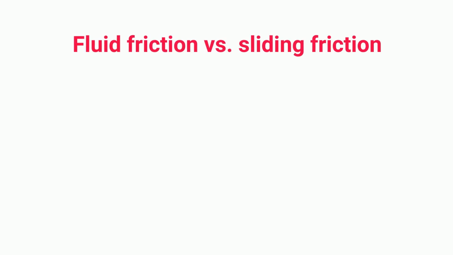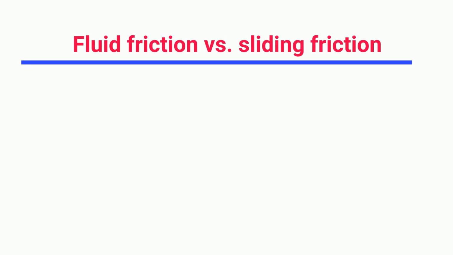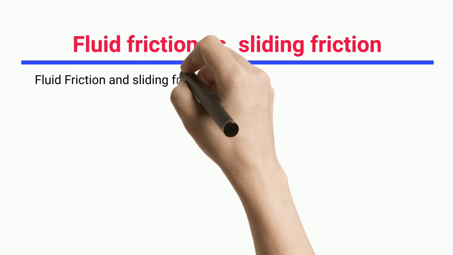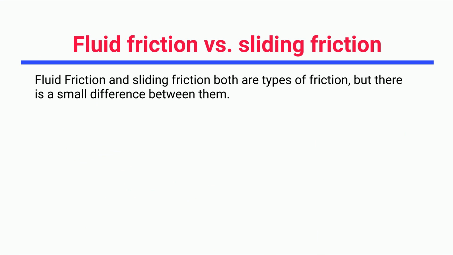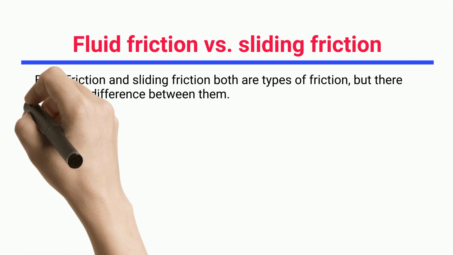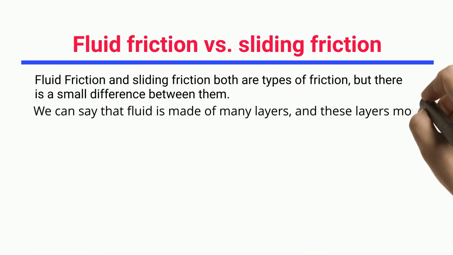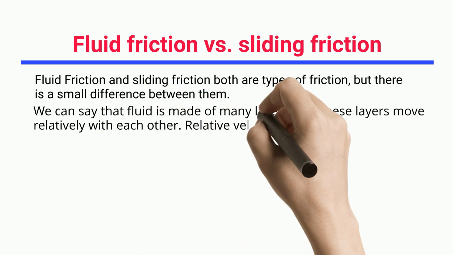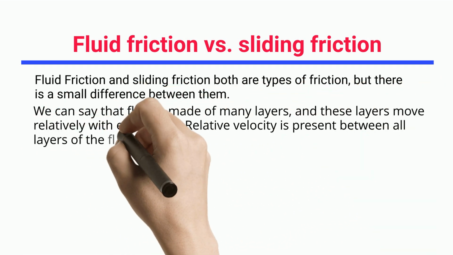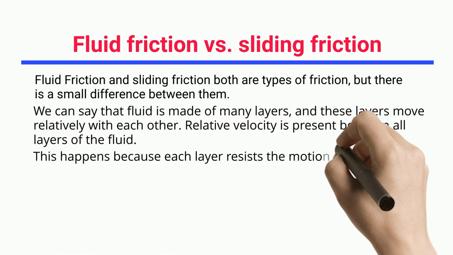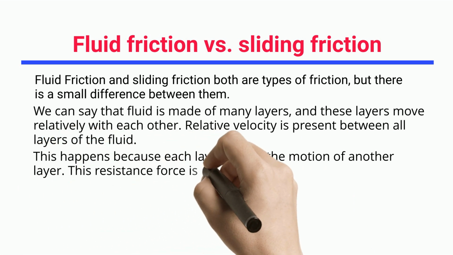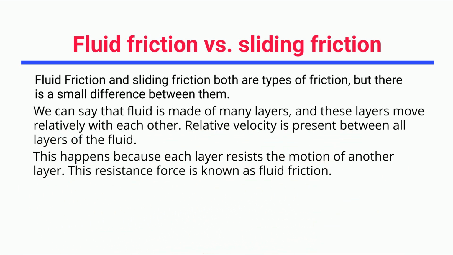Fluid friction versus sliding friction. Fluid friction and sliding friction both are types of friction, but there is a small difference between them. We can say that fluid is made of many layers, and these layers move relatively with each other. Relative velocity is present between all layers of the fluid. This happens because each layer resists the motion of another layer. This resistance force is known as fluid friction.